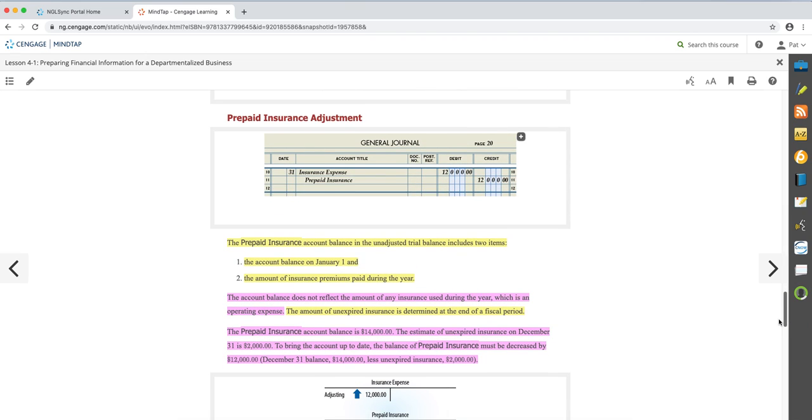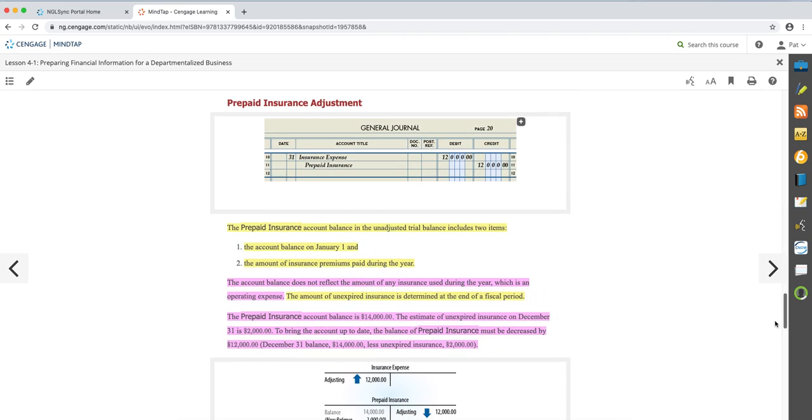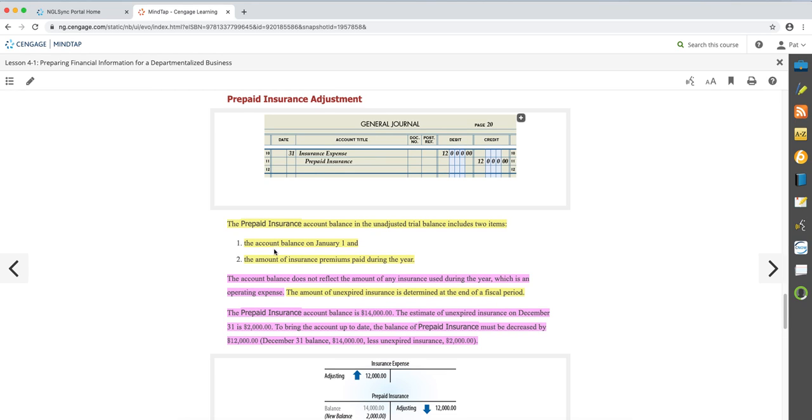Same can be done with prepaid insurance. These are both assets. The amount that we had at the beginning of the month, the amount of all the premiums paid. Again, we're not really counting insurance. It's not physical touch, but we look at the amount that's unexpired left over at the end. How much do we have left? When did we buy it?